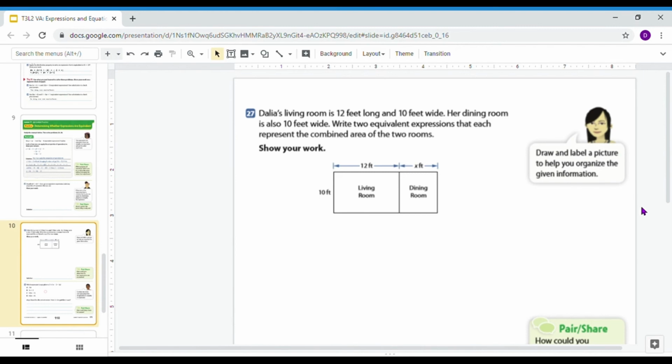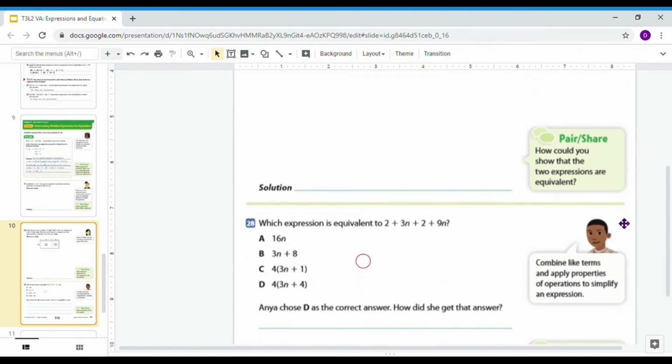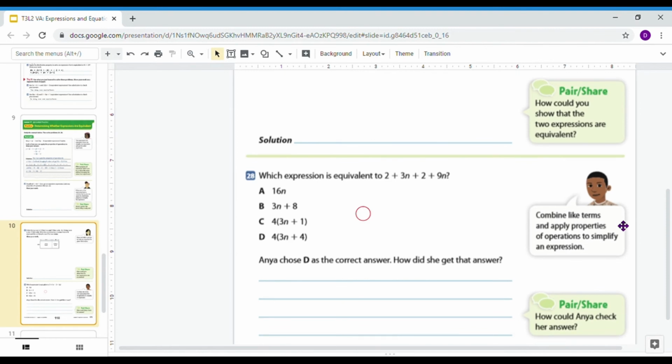Looking at number 28, this is multiple choice. It says, which expression is equivalent to 2 plus 3n plus 2 plus 9n? We've got A, which is 16n, B, which is 3n plus 8, C, which is 4 times the sum of 3n plus 1, and D, which is 4 times the sum of 3n plus 4.